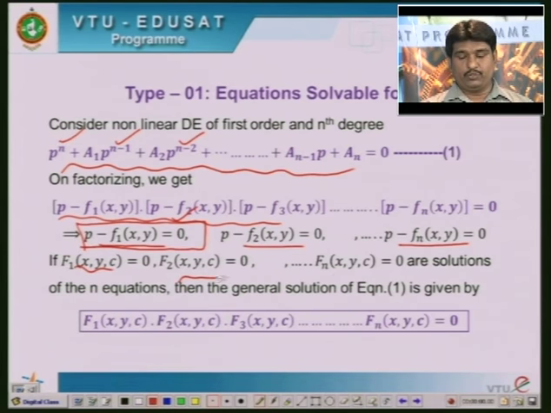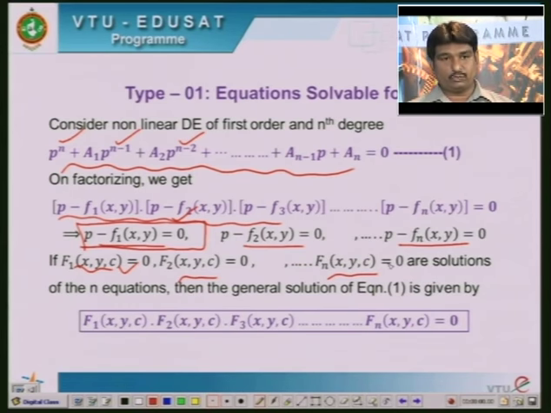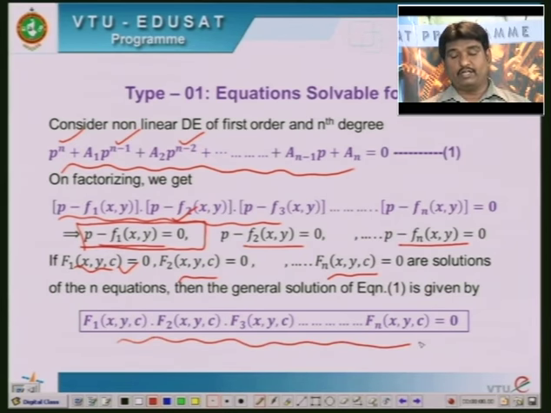Let f1, f2, etc. fn be solutions of these n differential equations. The solution may contain arbitrary constants c1, c2, c3. I have written c throughout because without loss of generality I can assume c throughout. Even if it contains c1, c2, c3, etc. cn, in the final solution without loss of generality you can replace them by one constant c, because finally it is a differential equation of first order, and as you know, the general solution of a first order differential equation contains only one arbitrary constant. Throughout, only one arbitrary constant c.